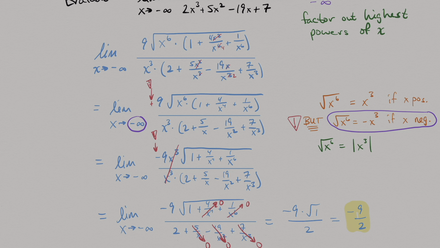Now, had we done the quick and dirty method naively, we would have gotten positive 9 halves. You can modify the quick and dirty so that you incorporate this fact up here, and that will save you and get you many more of the cases for the quick and dirty method.